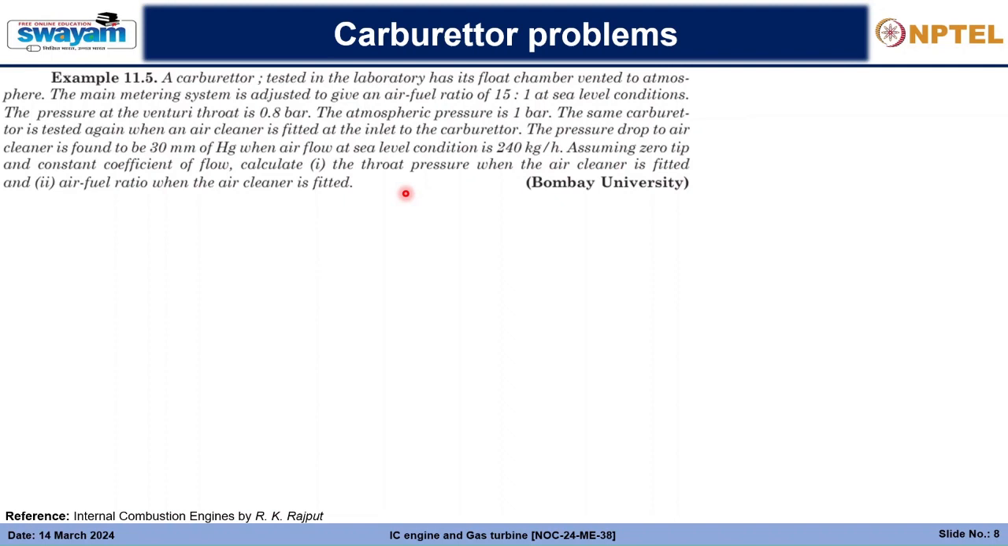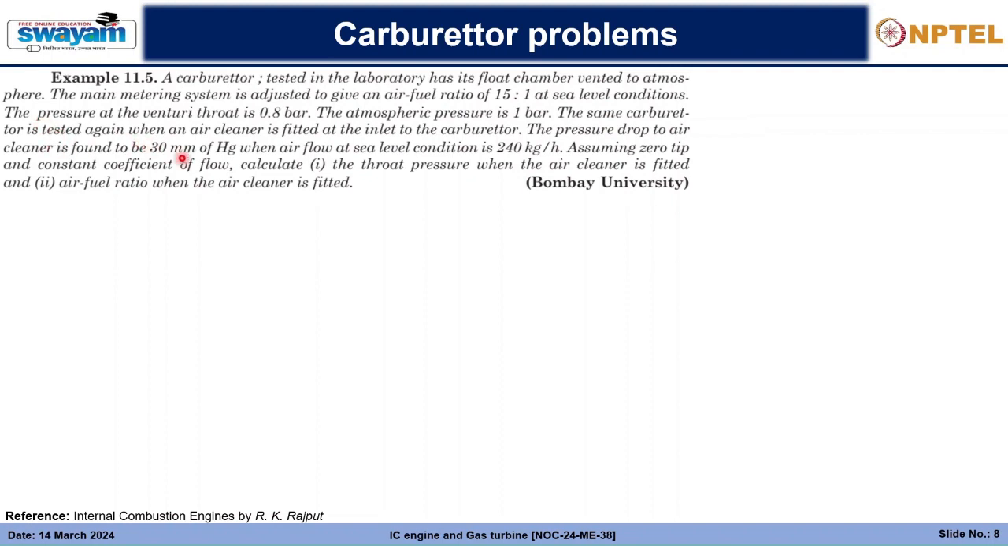Okay, so we now know that the float chamber is vented to the atmosphere. So the pressure at the float chamber is the atmospheric pressure. The main metering system is adjusted to give, we know the air-fuel ratio, 15:1. The pressure at the venturi throat is 0.8 bar. That is, we know the pressure is reduced from atmosphere to 0.8 bar. The atmospheric pressure is 1 bar.